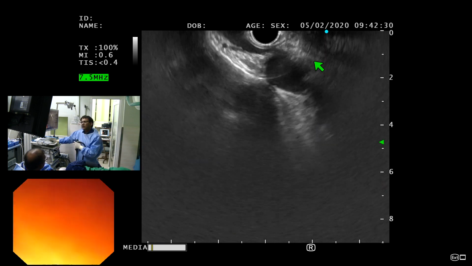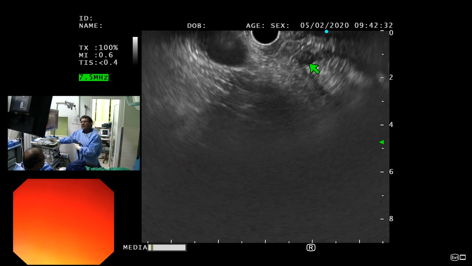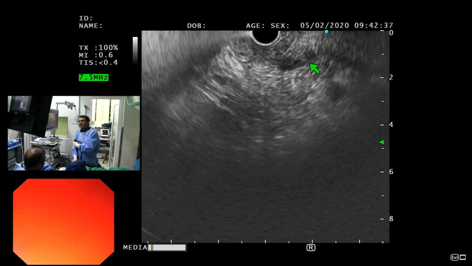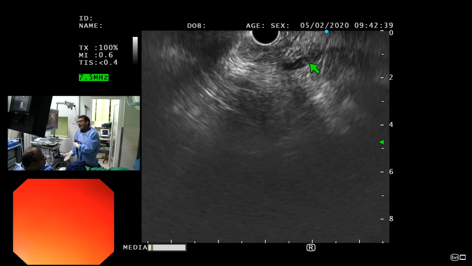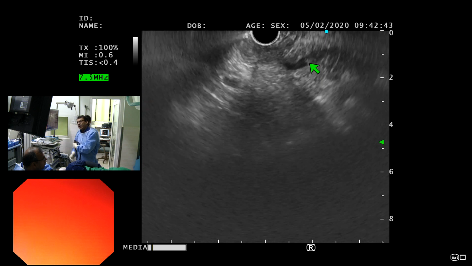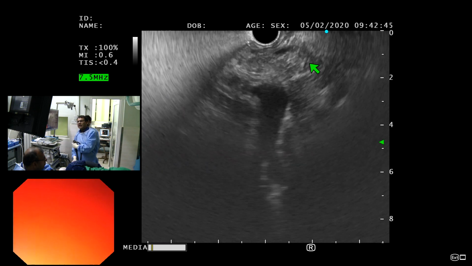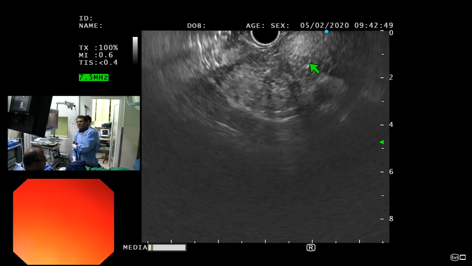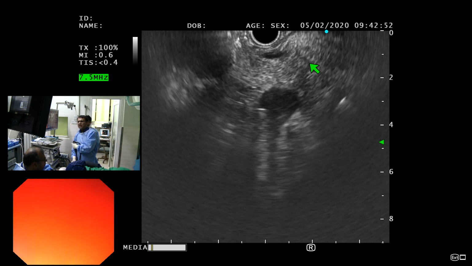That's it. Excellent. Okay. So right here, you see the PD. Now what I'm going to do is pull the scope back a little bit. You cannot follow the bile duct from D2, so the only thing I'm going to follow is the pancreatic duct now. Right there, you see the pancreatic duct. I rotate right and left a little bit to take a look at the pancreatic parenchyma, making sure I'm not missing anything there.